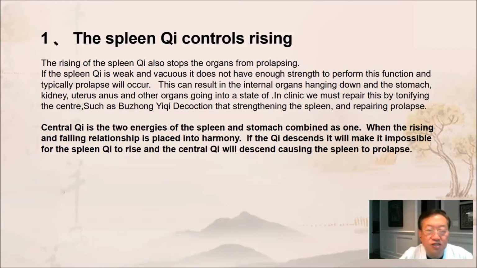In clinic, we must repair this by tonifying the center, using techniques such as Buzhong Yiqi Decoction and strengthening the spleen, and repairing prolapse. Central qi is the two energies of the spleen and stomach combined as one. When the rising and falling relationship is placed into harmony, if the qi descends, it will make it impossible for the spleen qi to rise, and the central qi will descend, causing the spleen to prolapse.